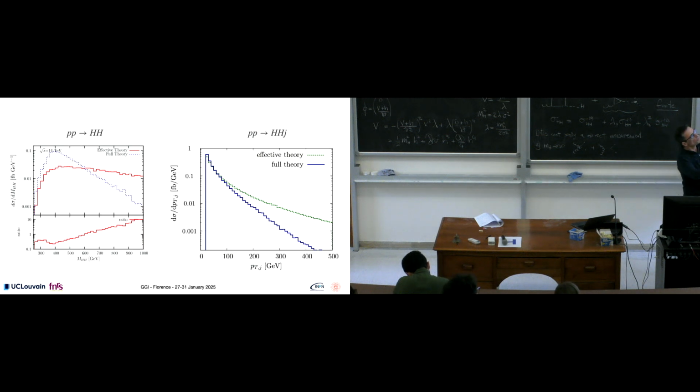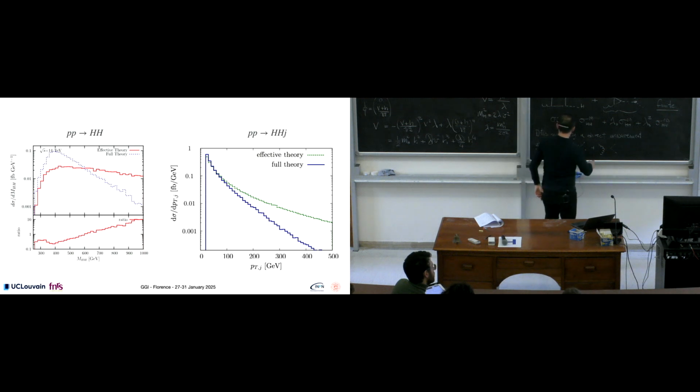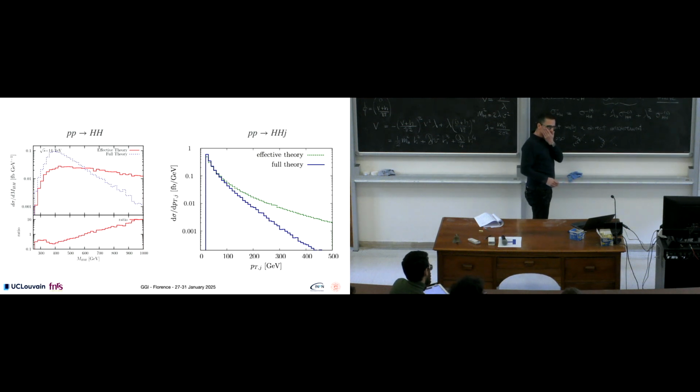And then if you play the game that we played last time with adding one extra jet, and I look at the pT of the jet here, or the pT of the pair, I see that the full theory and effective field theory start to be different at 50 GeV. Nothing, right? I mean, there is no region where the two theories match in any case. So this tells me two things, right?